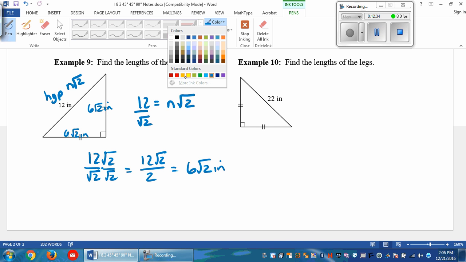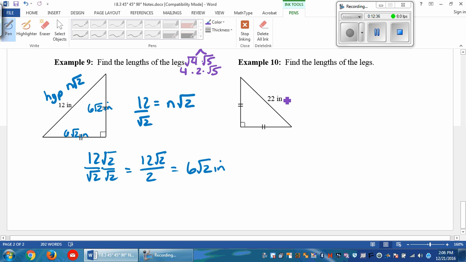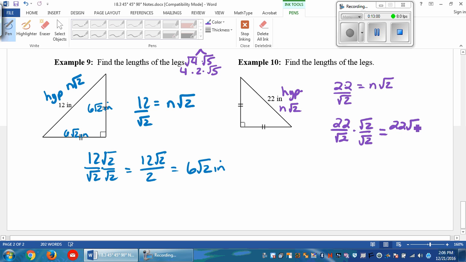And last but not least, we have the hypotenuse side again. Find the missing legs. So this side here is the n root 2 side. So 22 is equal to n root 2 divided by root 2. So 22 divided by root 2. Got to rationalize it, so multiply top and bottom by root 2. So 22 root 2 over 2, which is 11 root 2 inches for each side.